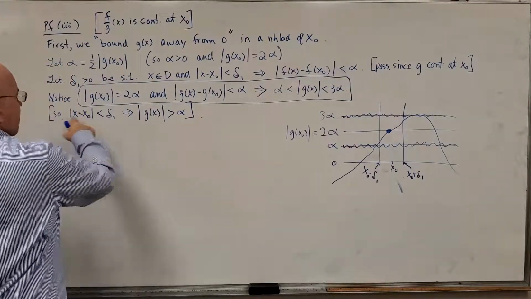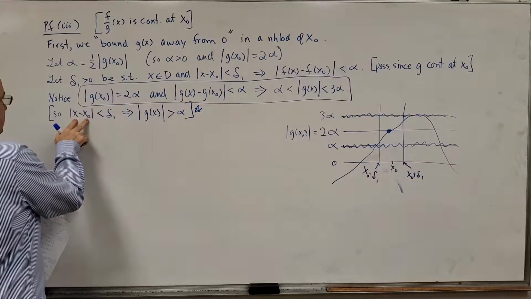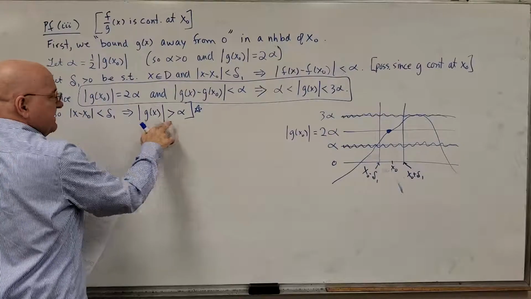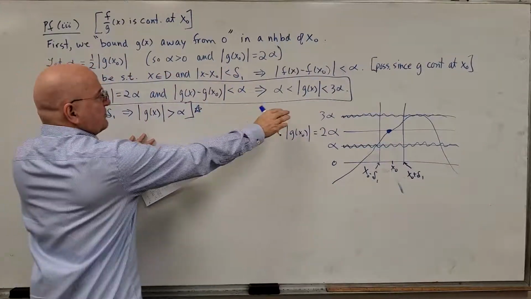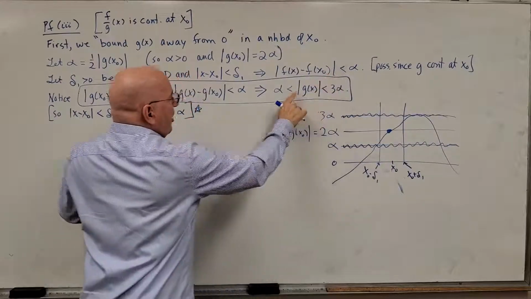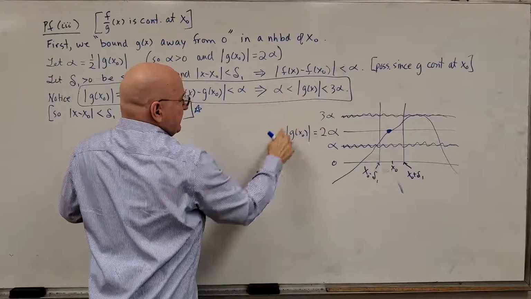Okay, so this is actually what we're going to use in a couple of minutes. If x is close to x naught, then g of x is greater than alpha. All I did is take off the 3 alpha part of it. All I want is for g of x to be bounded away from 0, so it's actually greater than alpha.